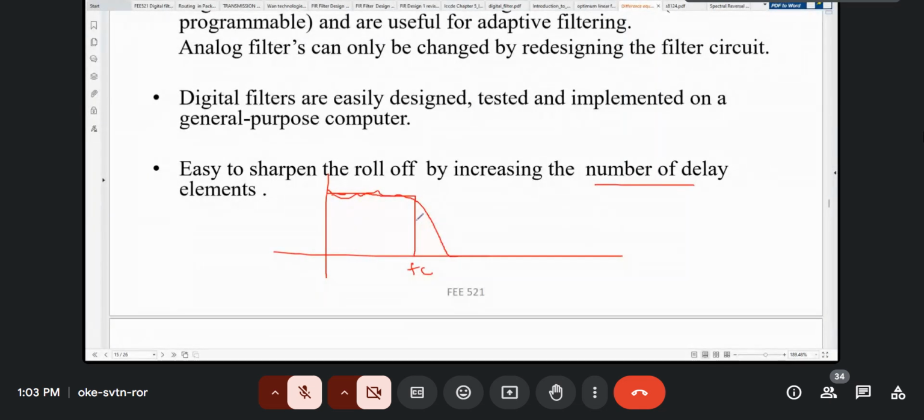So normally, how many delay elements you use is a compromise. You don't want to increase it too much, because once you increase the number of delay elements, so many factors come in. You need faster processors to be able to process that within a very short time, as we said, within the sampling time. So it's usually a compromise, the order. We are going to see that, but the higher the order, the better the roll-off, or the sharper the roll-off.